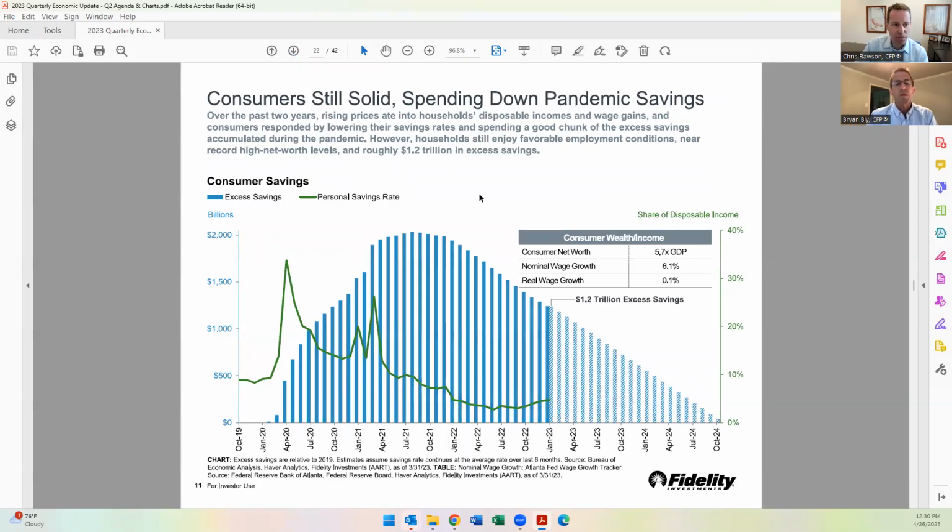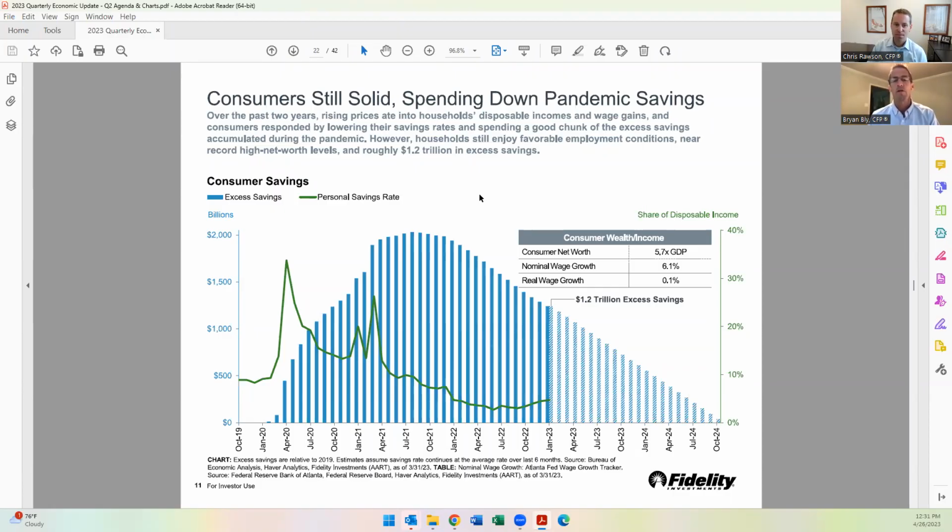Okay, Brian, let me turn this one over to you. This chart here just depicts basically that we are still spending down. After the government subsidies, as you can see here, the consumers had an excess of savings. While consumers have not depleted those savings, it has been coming down gradually over time. So we still have $1.2 trillion of excess savings to go. But that trend is going down from the stimulus.